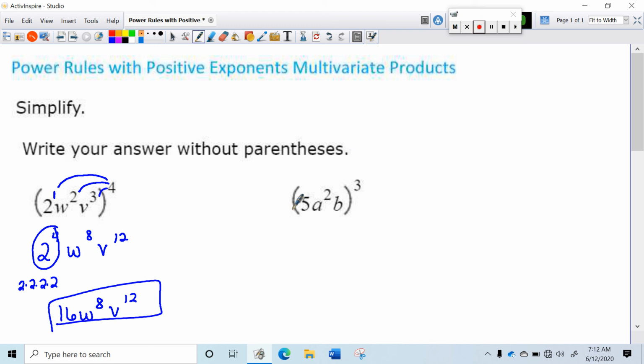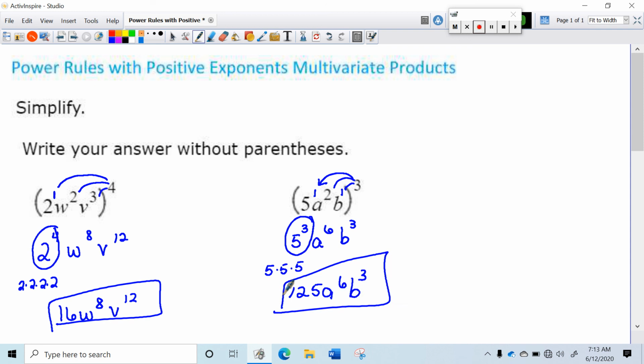So again, inside the parentheses, no exponent gets a 1. So the 5 and the B get a 1. So for my 5, 3 times 1 is 3. For the A, 3 times 2 is 6. And for the B, 3 times 1 is 3. The numerical portion, 5 cubed, is the same as 5 times 5 times 5, which is 125. And then I have a to the 6th, b cubed, and that's the answer.